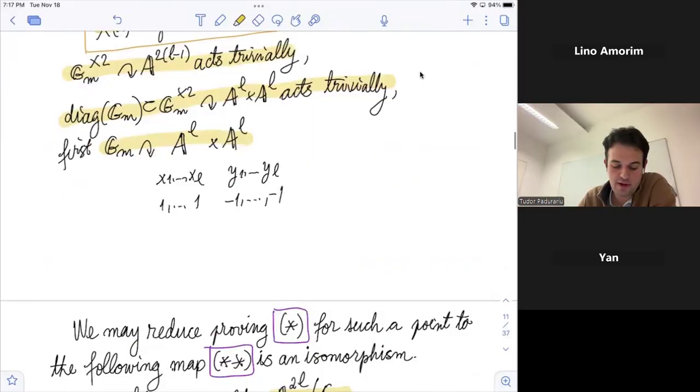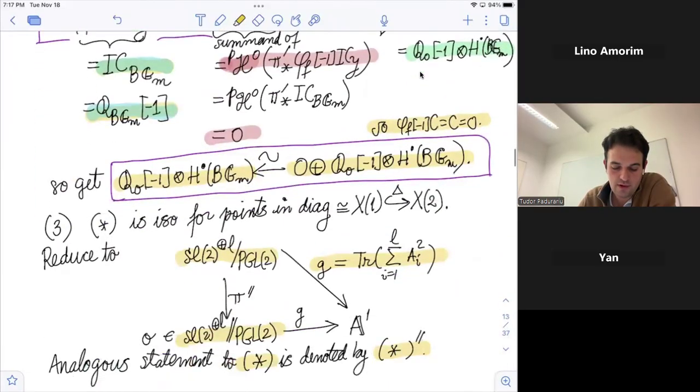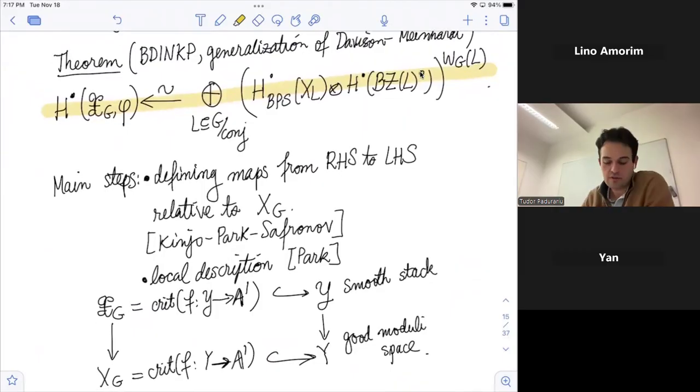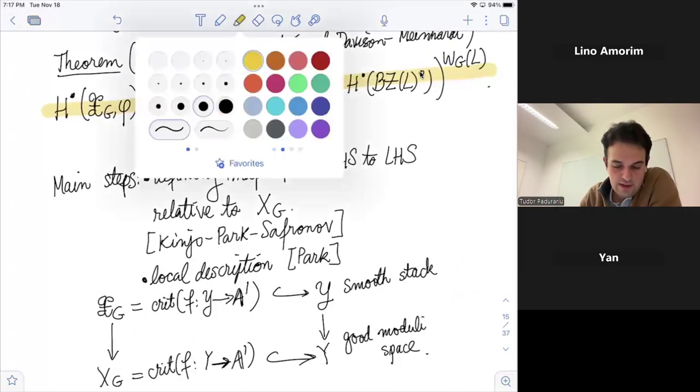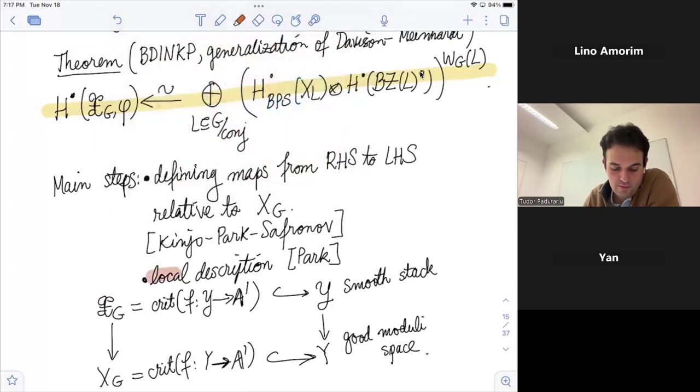So we would like to do something similar. What I said will amount to, ideally, that our stack mapping to the good moduli space has a local description on the good moduli space as a critical locus of a function on a smooth stack Y. Then we can use this Davison and Meinhardt strategy. In this form, this is due to Park.